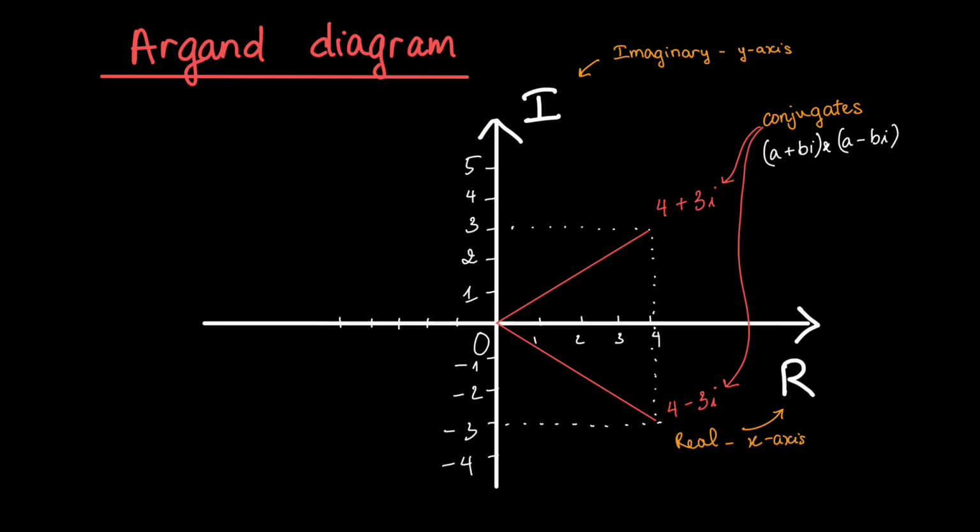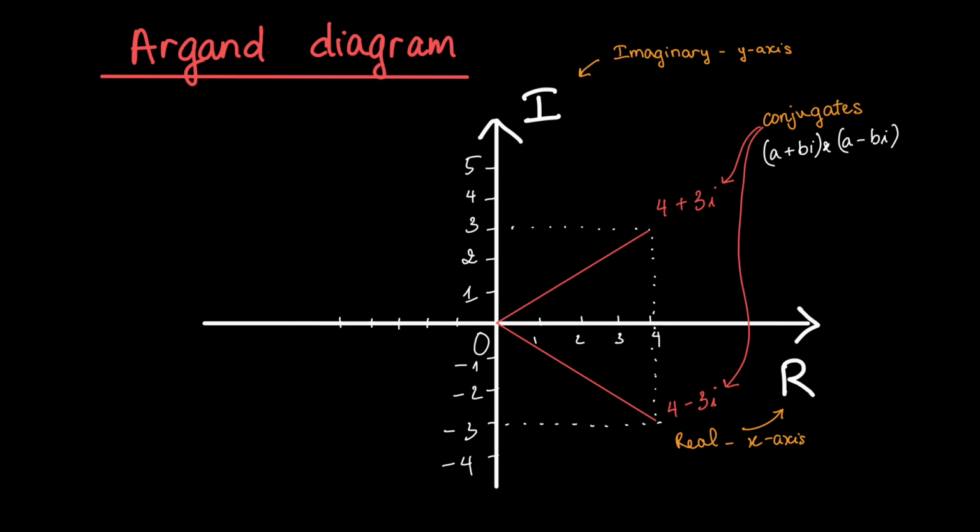Here we see that 4 is the real part, thus linking it down to the horizontal axis, and 3i is the imaginary part, so we link it to the number 3 on the vertical axis. And then when we get that point, we're going to link it back to the origin, 0. And that is how we graphically present a complex number.